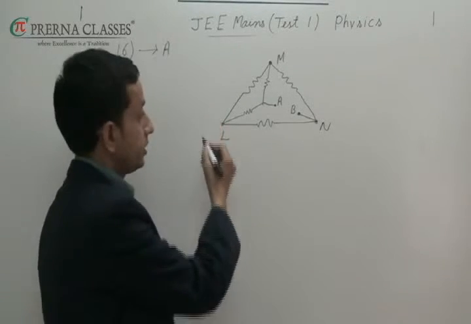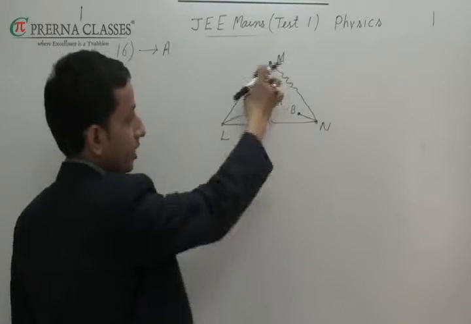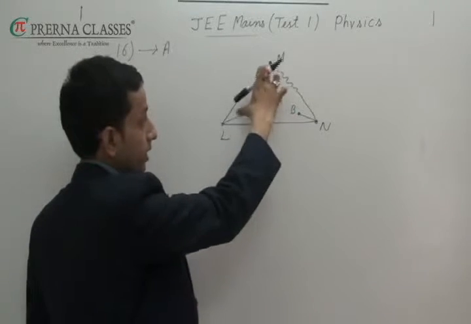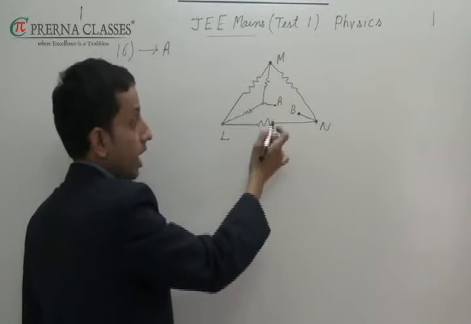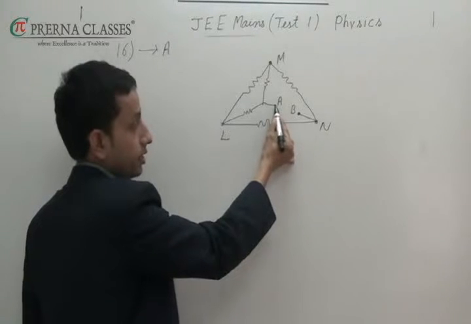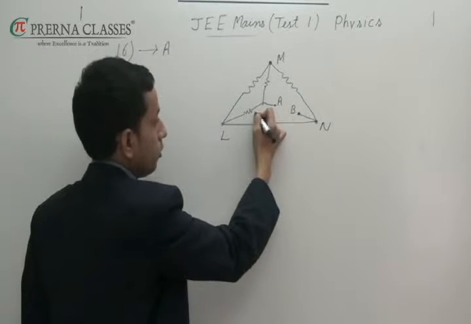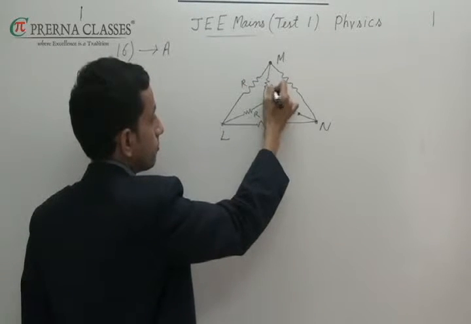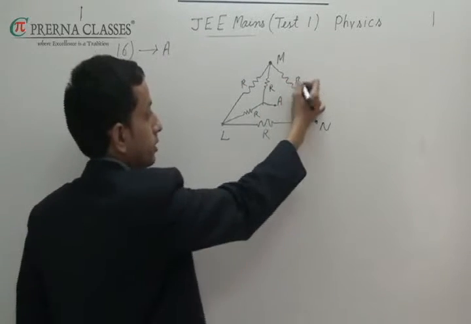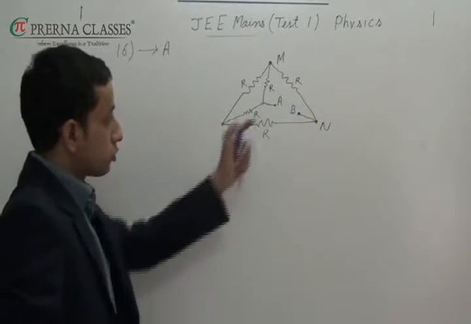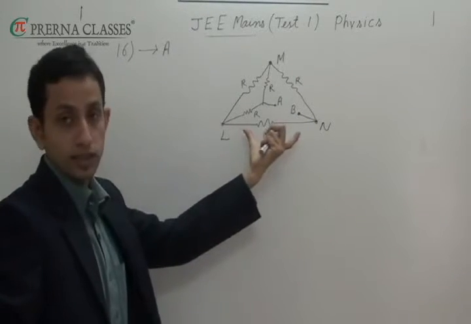Come to question number 16. In this question we have been given a circuit diagram, a combination of resistances is given, and we have to find the resistance between points A and B, and each resistance has value R. So first we will try to redraw this circuit.